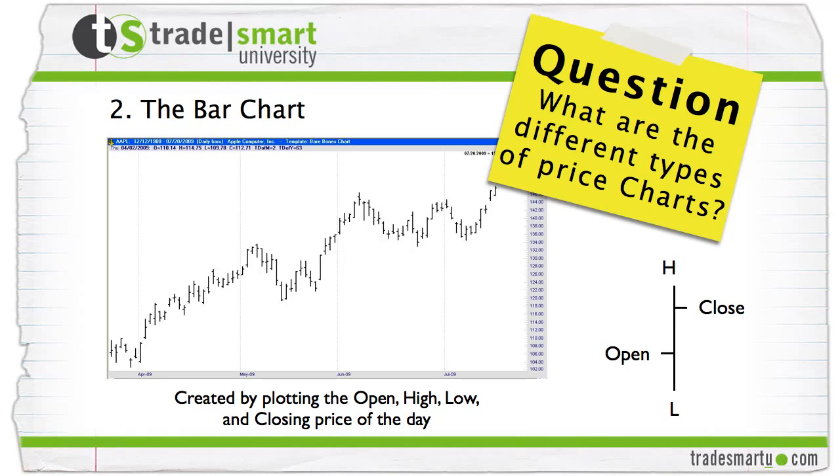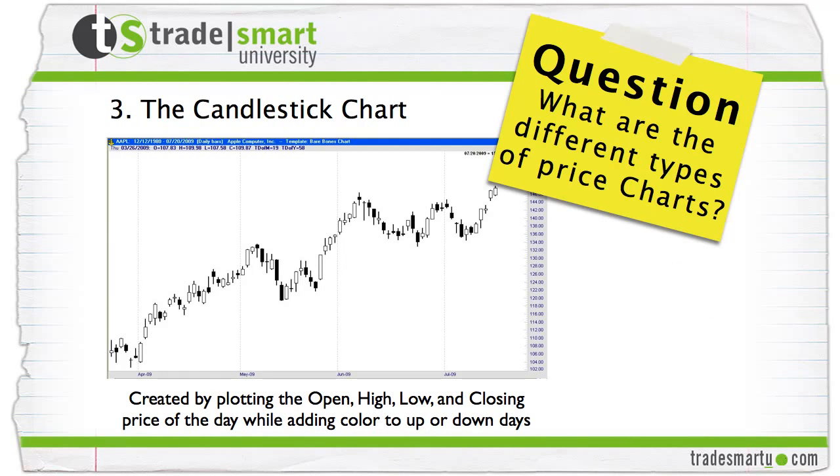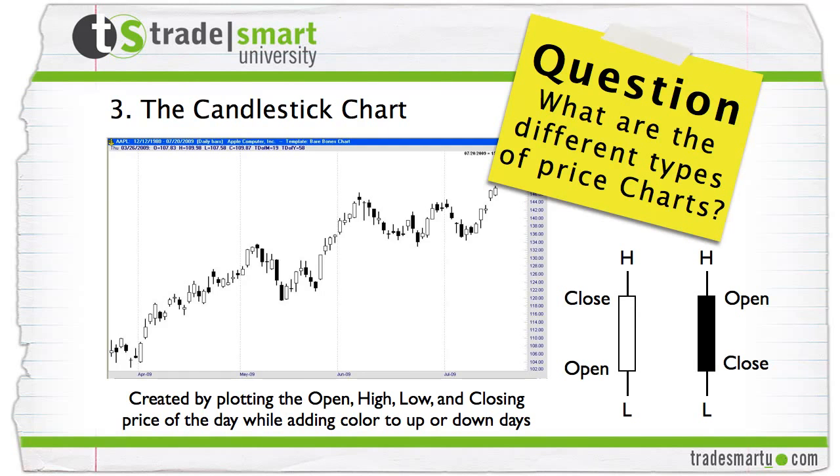The next chart we're going to look at is an evolution of the bar chart. It's called the candlestick chart. The candlestick chart, just like the bar chart, includes the opening, the high, the low, and the closing price of the day. But the difference is it adds colors to the bar. You notice that you see a combination of white and black candlesticks.